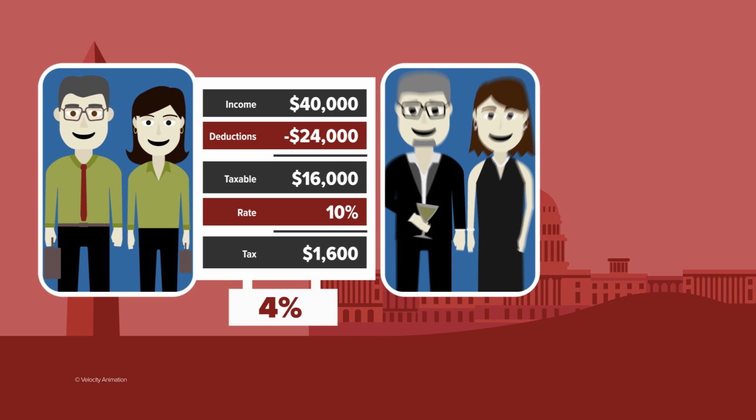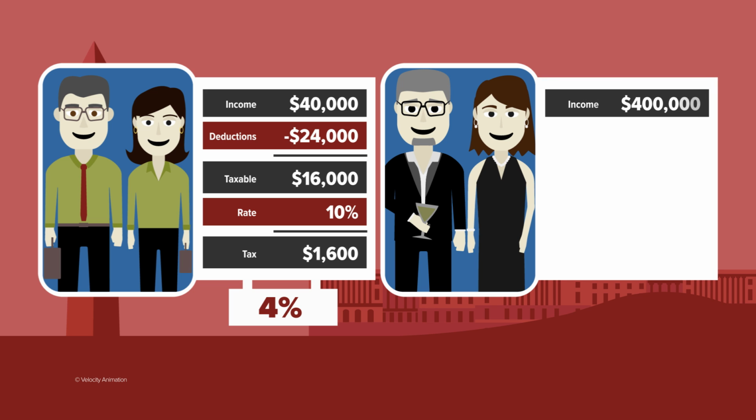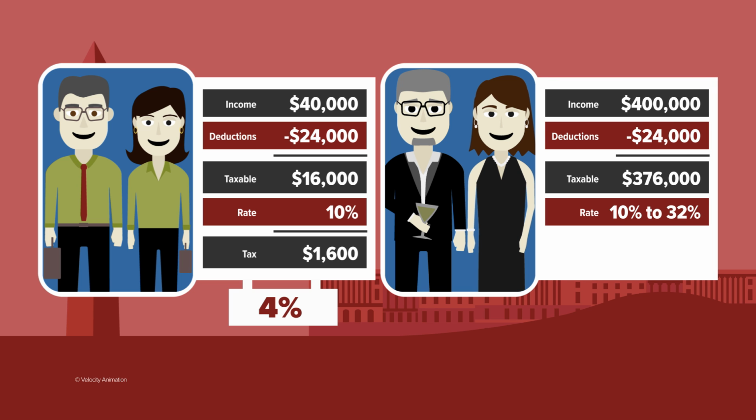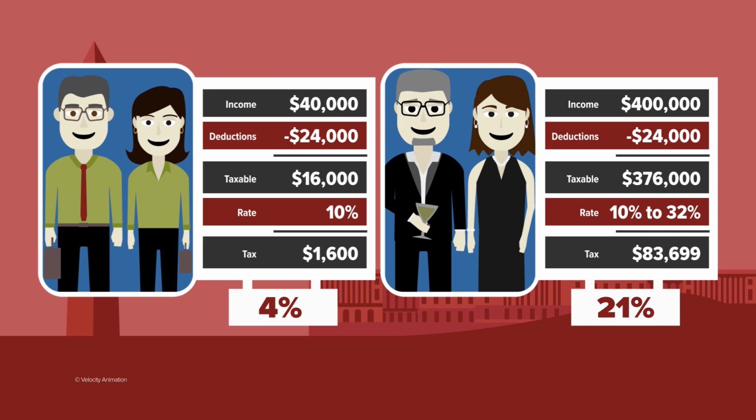The Smiths make a combined income of $400,000. After standard deduction, they're in the 32% tax bracket. They pay $83,699 in income tax, or 21% of their gross pay. Much more as a percentage of income compared to the Browns.